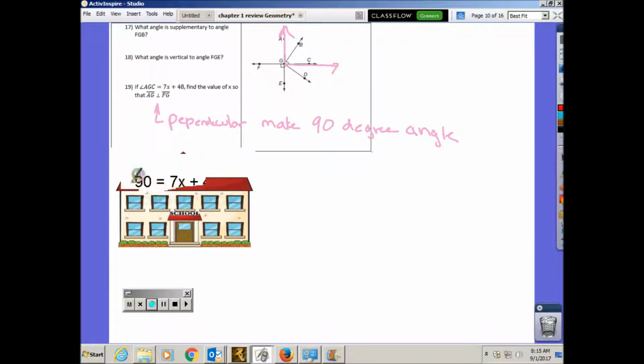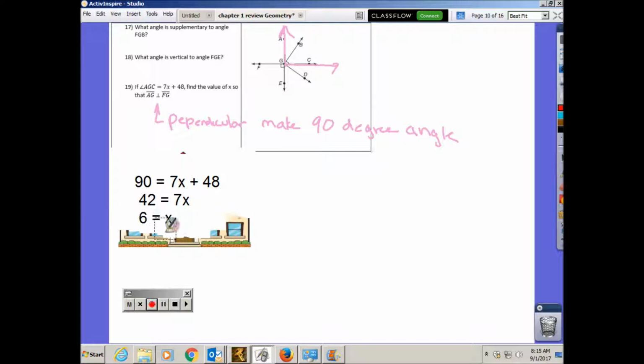So, see, 90 would equal 7x plus 48. I would subtract 48 from both sides and get 42. 90 minus 48 is 42 equals 7x. X equals 6. And they wanted me just to find the variable. So that's my final answer.